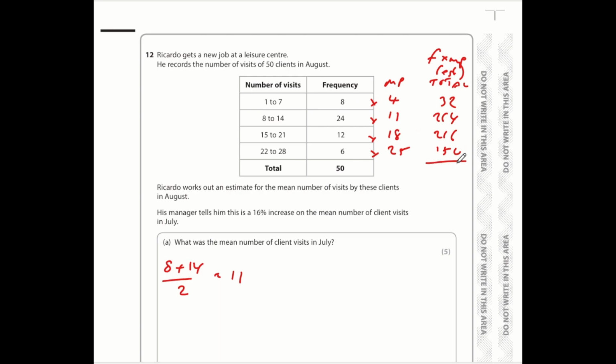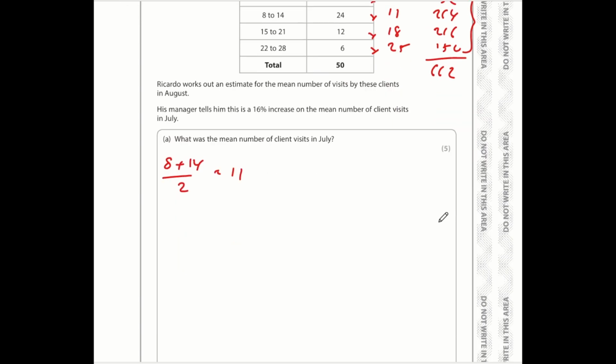So the estimated total number of visits of all these clients is these numbers added together, and that comes to 662. Okay, so the estimate for the mean is going to be the estimated total divided by the number of clients. So 662 divided by 50, which is 13.24 visits. Now this is a 16% increase on the mean from July.